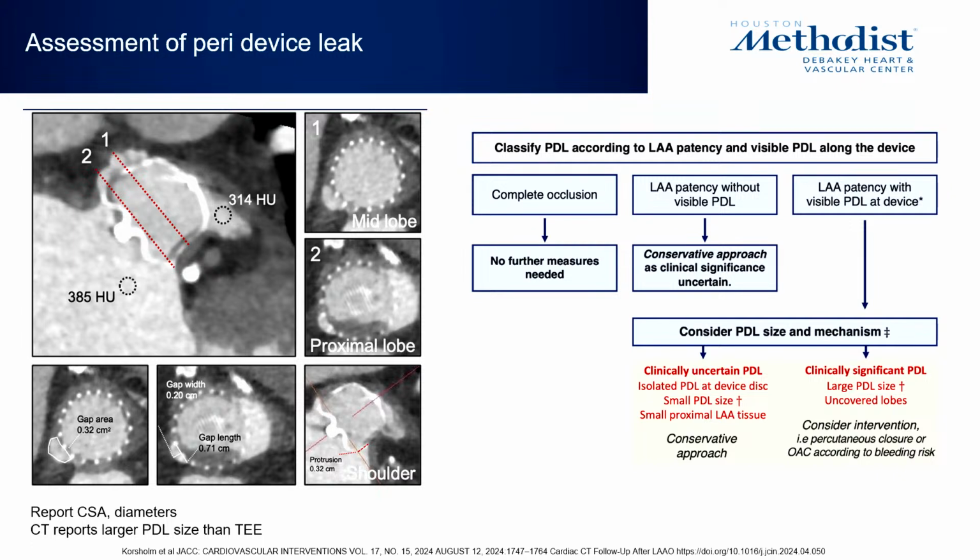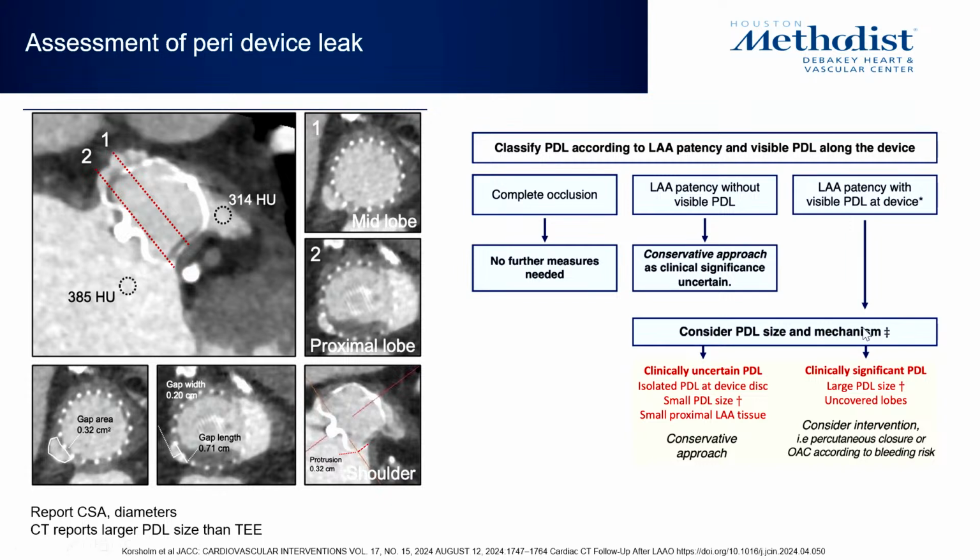So when we're assessing peri-device leaks, we want to give the cross-sectional area diameters at various positions, proximal lobes, middle lobes, to help the operator think about what to do post-procedurally, how to plug these leaks. CT does report larger peri-device leaks than TEE, so that's something to bear in mind. I think it has to do with better resolution.